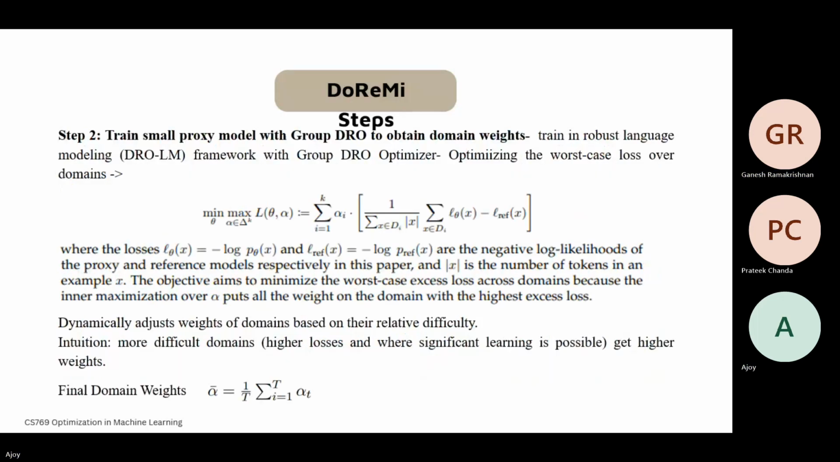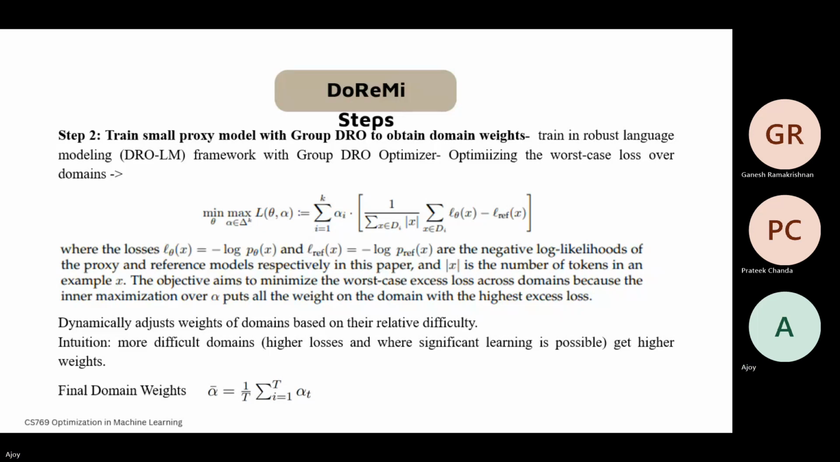Next, we train the small proxy model using group DRO. It's a dual thing: we are trying to maximize the weights while minimizing the log loss error across all of these domains. This is the reference loss, and this is the loss we get in each training set. We are trying to minimize this.